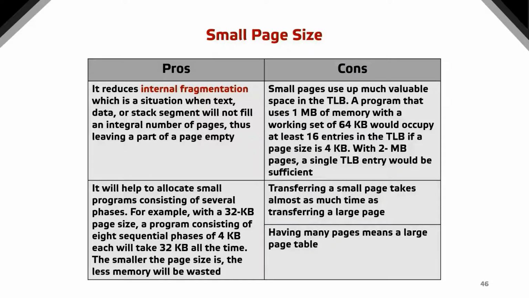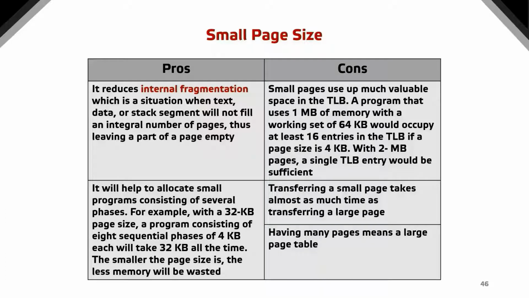Another argument for a small page size becomes apparent if you think about a program consisting of 8 sequential phases of 4 kilobytes each. With a 32 kilobyte page size, the program must be allocated 32 kilobytes all the time. With a page size of 4 kilobytes or smaller, it requires only 4 kilobytes at any instant. In general, a large page size will cause more wasted space in memory than a small page size.